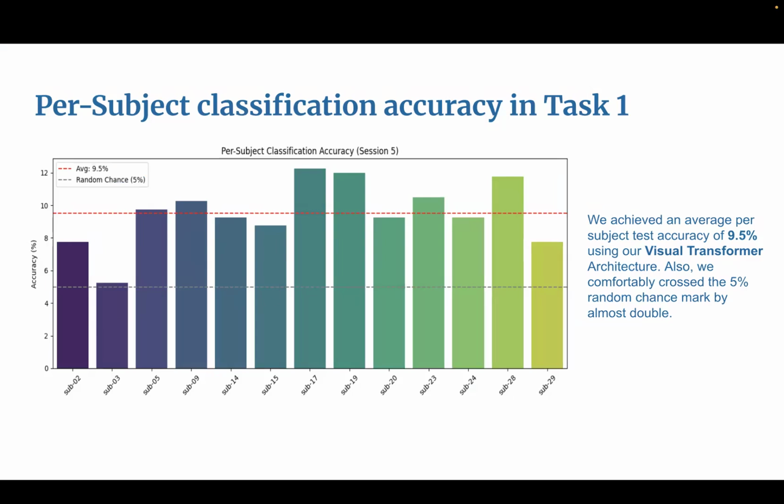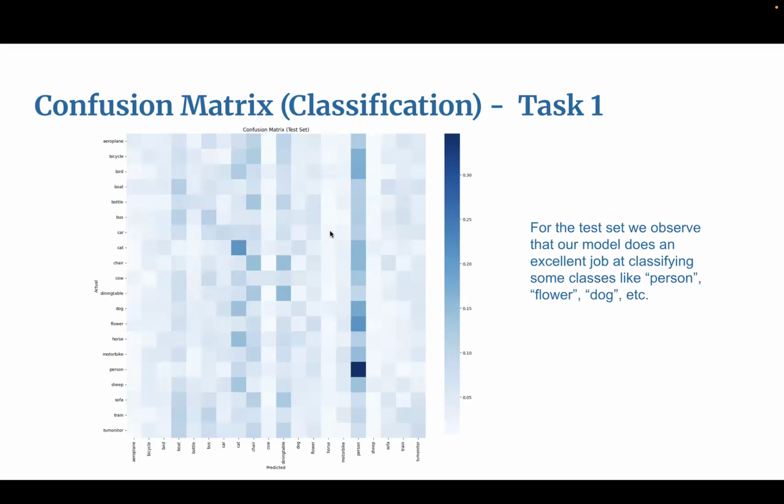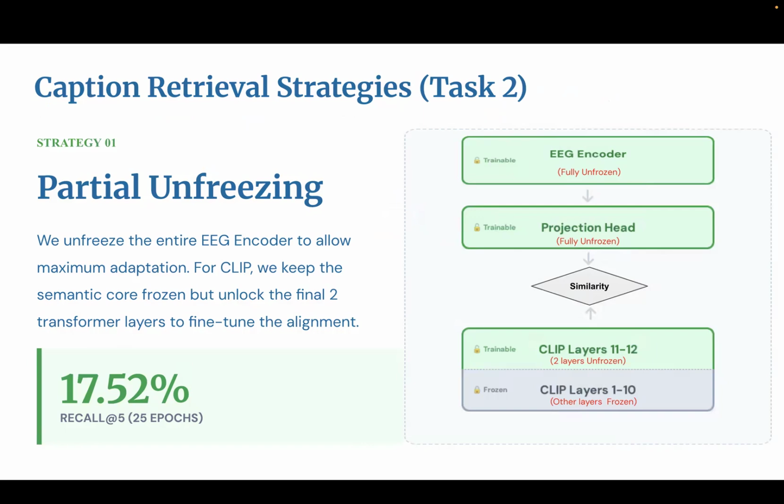Now coming to the results, we have these results for task 1, that is classification. These are the 13 subjects that we have. As you can see, all 13 subjects have crossed the threshold of the random chance of 5%, and some of them are also exceeding expectations and touching around 12% accuracy. Looking at the confusion matrix, we can see that our model was very good at classifying objects like person, flower, and dog.